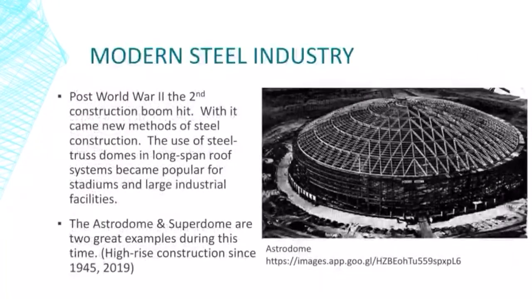Post-World War II, the second construction boom had hit. With it came new methods of steel construction. The use of steel truss domes and long-span roof systems became a popular choice for stadiums and large industrial facilities. The Astrodome and Superdome are two great examples during this time.